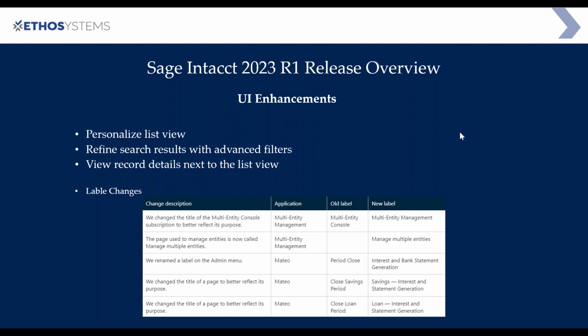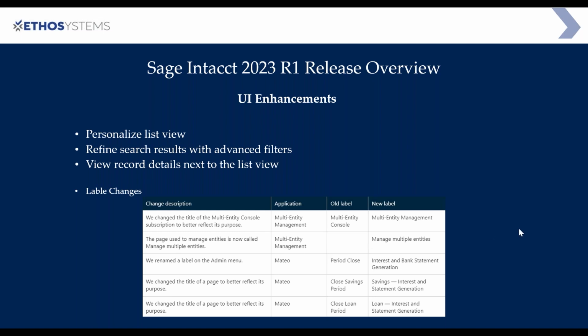You can also refine the search results within the advanced filters. It's become a little bit more robust. And then again, you are able to see those record details like I discussed earlier.